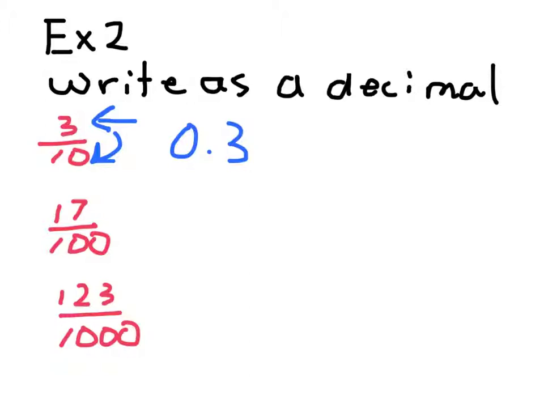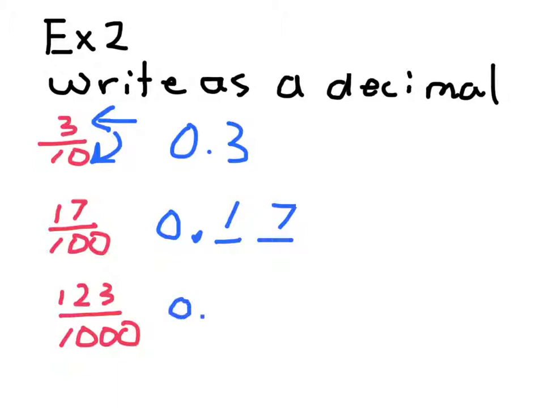17 hundredths. Now I want to make sure my far right digit is in the tenths, hundredths place. So that 7 has to be in the hundredths place, meaning the 1 needs to be in the first place. So 17 over 100 is the same thing as 0.17 or 17 hundredths.